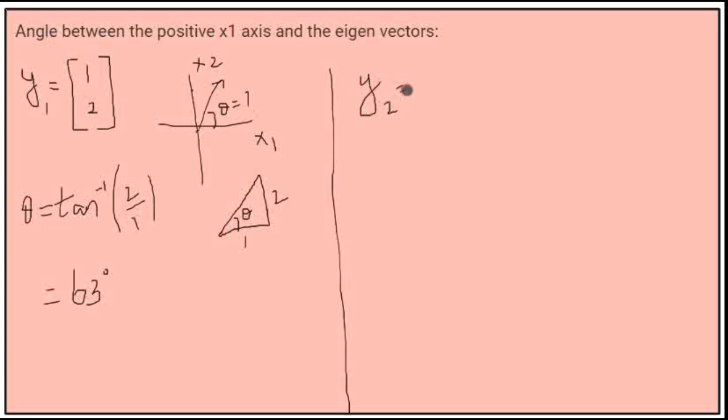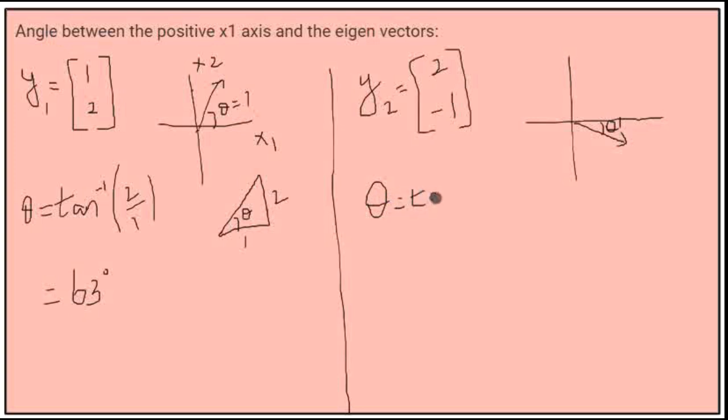And similarly, we have to do it for y2. So y2 is a column vector with elements 2 and minus 1. And when we plot it in the x1, x2 plane, we know x1 is 2 and x2 is minus 1. So this will be in the fourth quadrant and the angle is theta. So here again using the same formula, theta is equal to tan inverse of x2 by x1, we will get tan inverse of minus 1 by 2. So now the theta is minus 27 degrees.